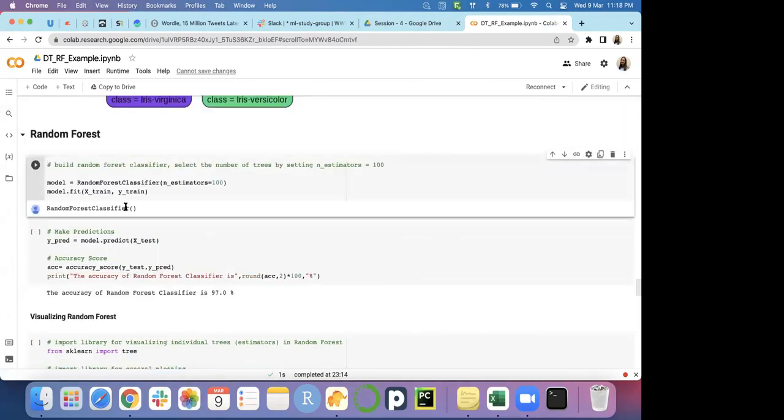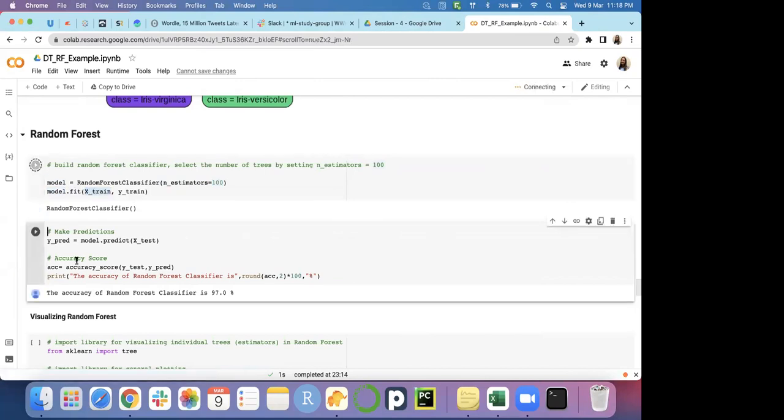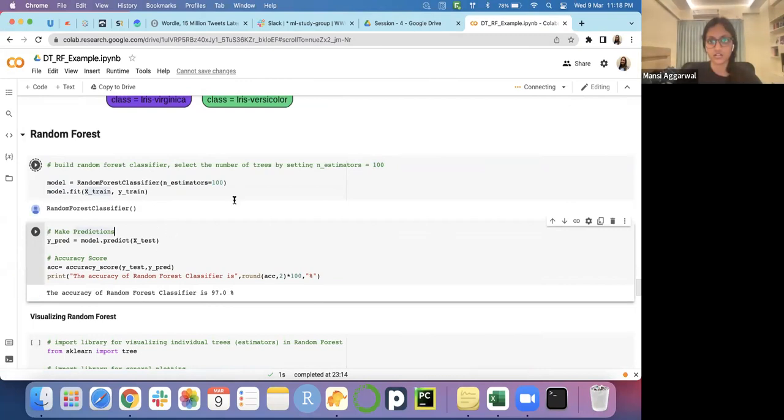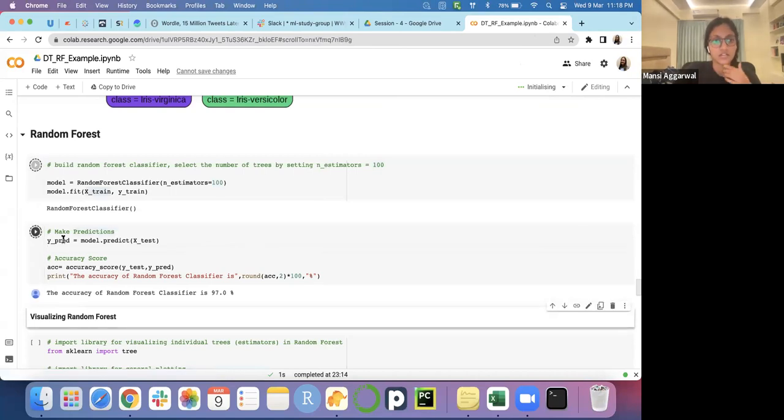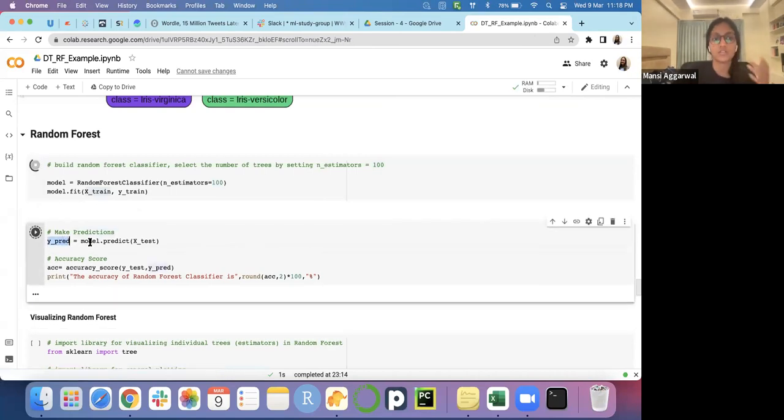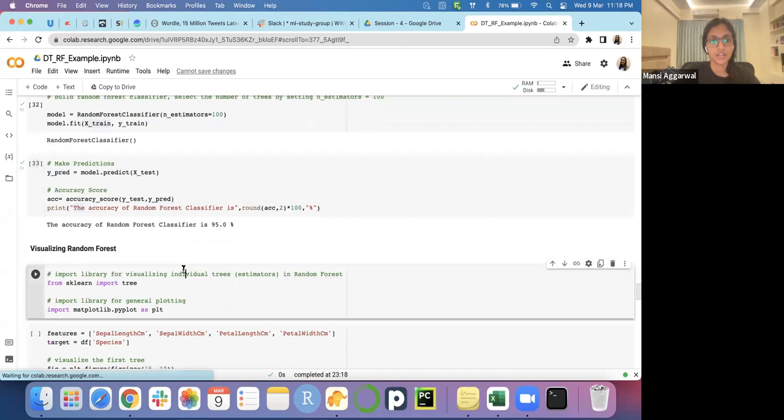Random forest, very similar steps. We're just adding one particular parameter. That means we need 100 decision trees to work on this particular problem. And then we are fitting it on the training data sets. Then we are using this model to predict on X test and checking the accuracy, that is 95%.